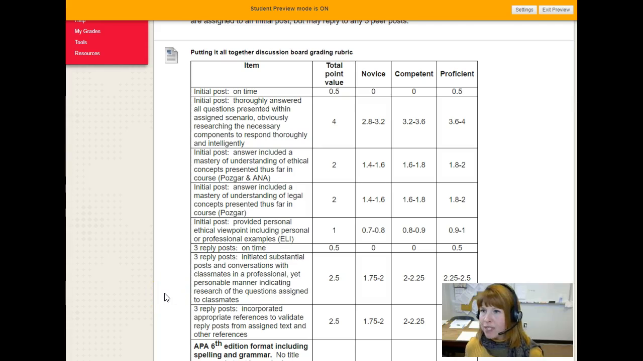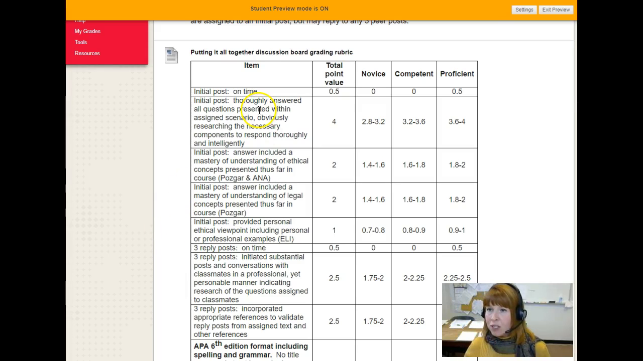And this tutorial is going to be dedicated to unpacking the Putting It All Together discussion board grading rubric so that I can try to be proactive in preventing errors and help you to be as successful as possible in completing this assignment. It's worth 15 points. It's worth as many points as your hot topic paper, so it is an important assignment that really deserves your time and your attention.